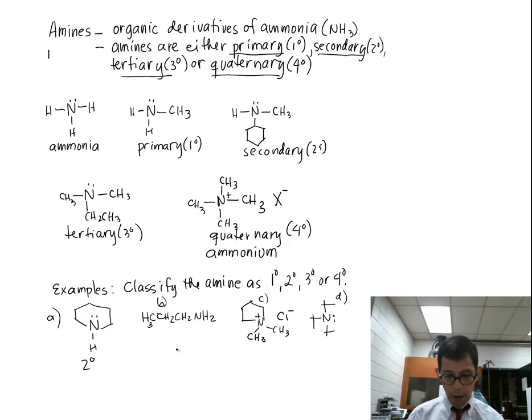B, you have an N with 2 H's and 1 chain of carbons and hydrogen. So this is a primary amine.